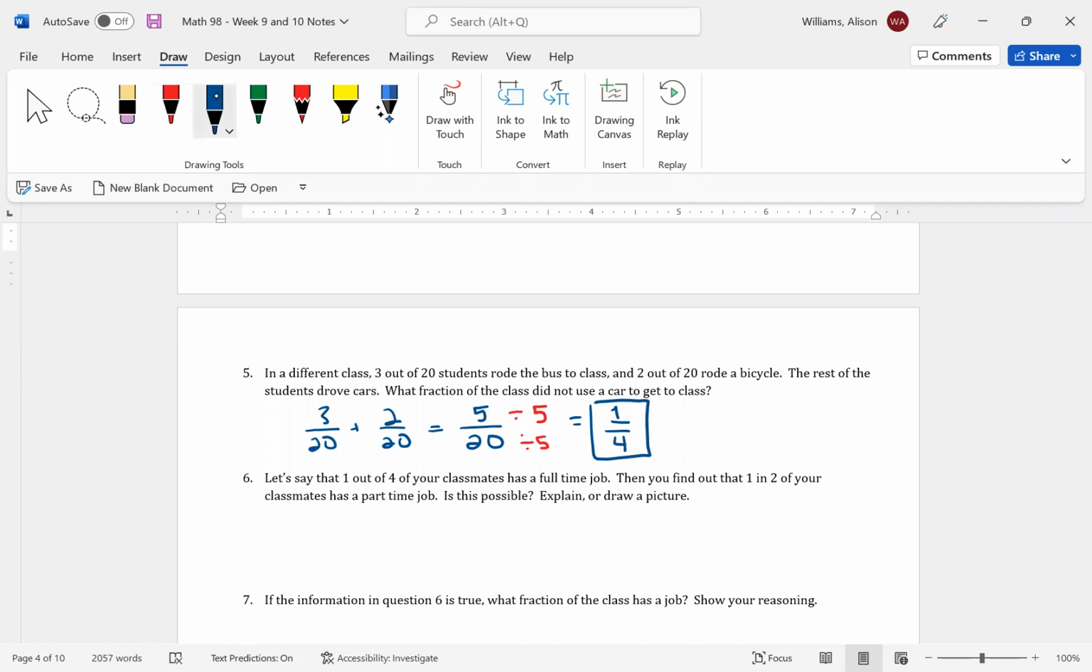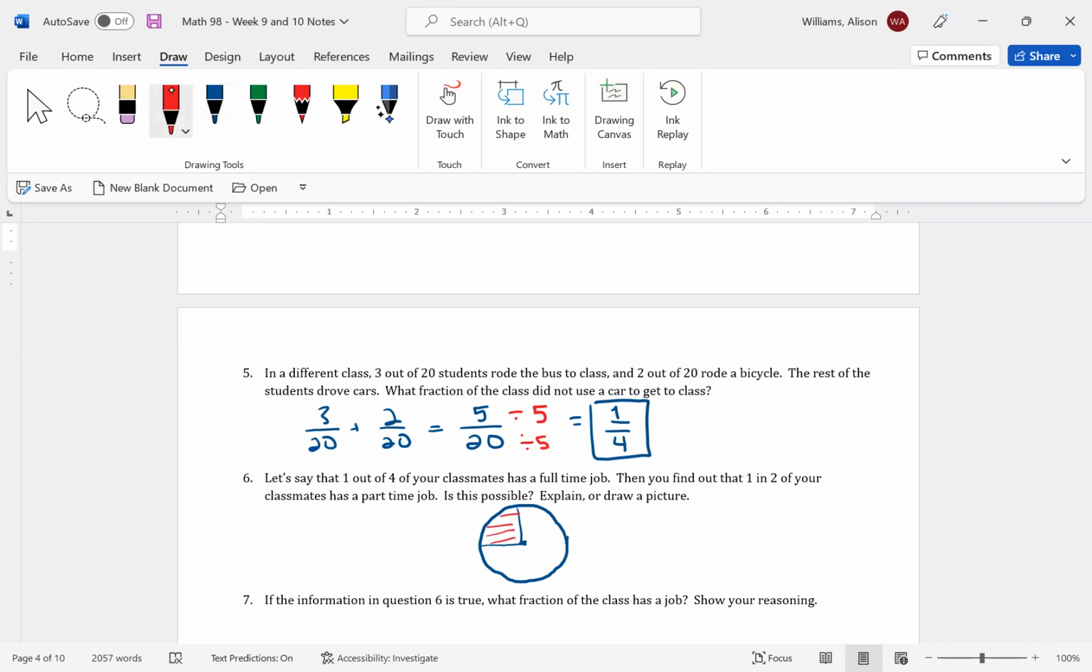Let's say 1 out of 4 of your classmates have a full-time job. Then you find out that 1 in 2 of your classmates has a part-time job. Is this possible? And explain or draw a picture. So 1 out of 4 is another way of saying 1/4. So let's see, if we were to draw a picture of 1/4, I'll use a circle just because it's easy to squeeze into this little space. So 1/4 would be that much. Those would be the people with a full-time job.